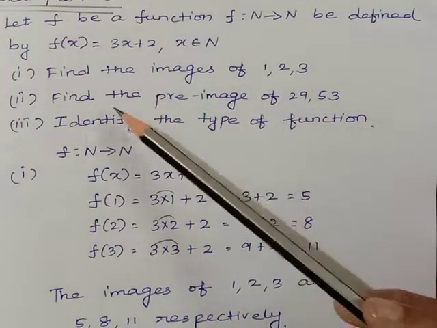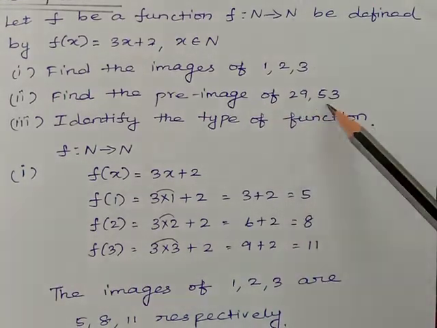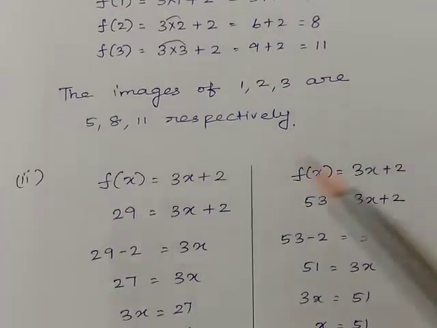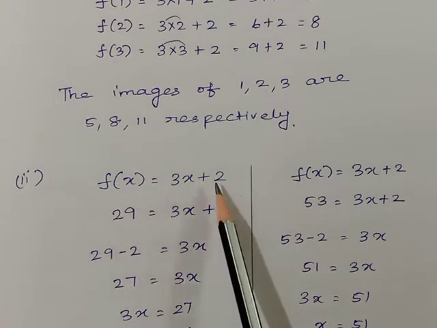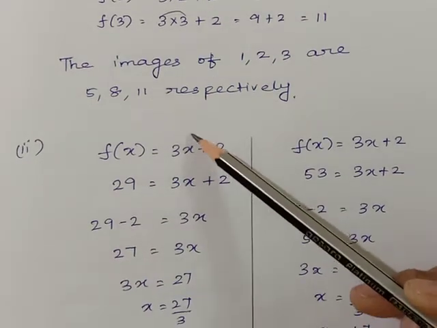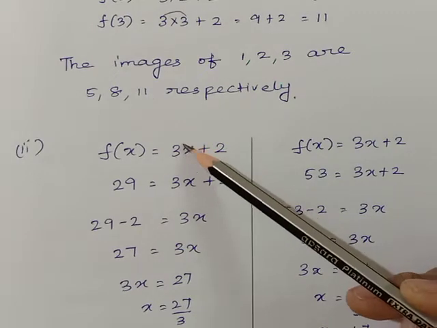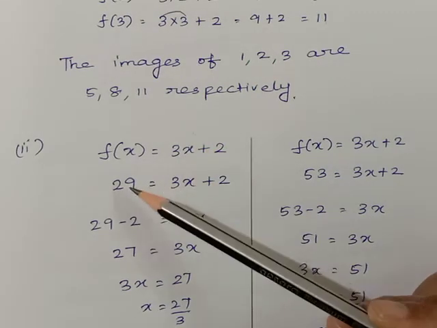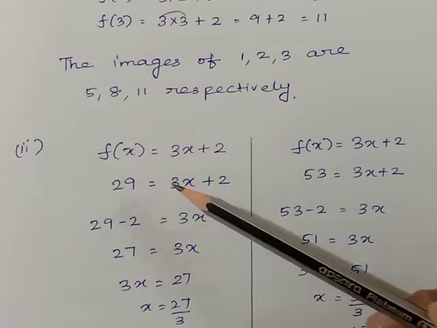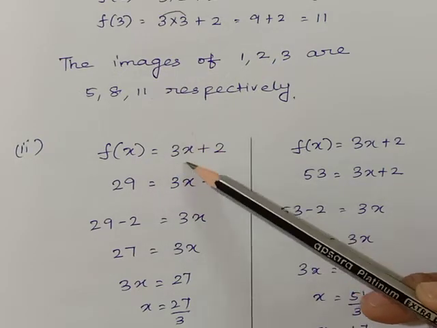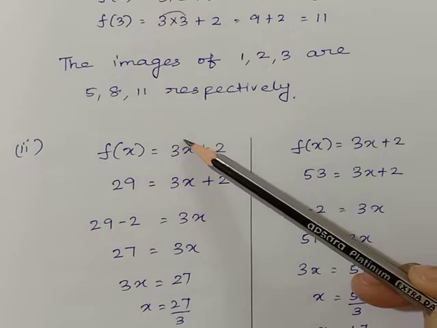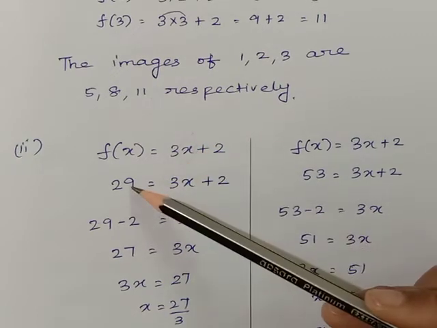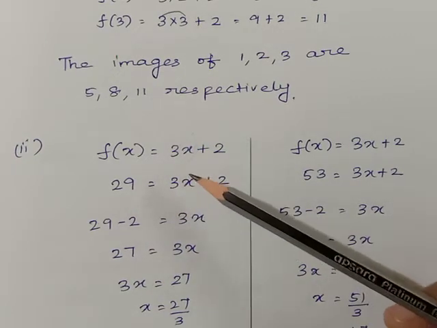Your second question: find the pre-image of 29 and 53. For the function f of x equals 3x plus 2, we have to substitute a value in the place of x so that your answer is 29. What is that number? If you write that number in the place of x, your answer will be 29. So what is the value of x we have to find?